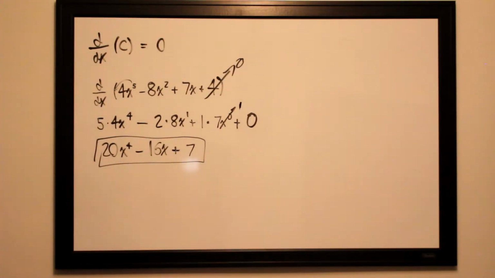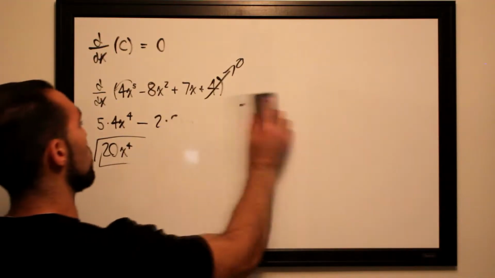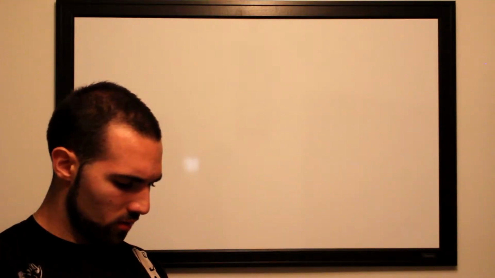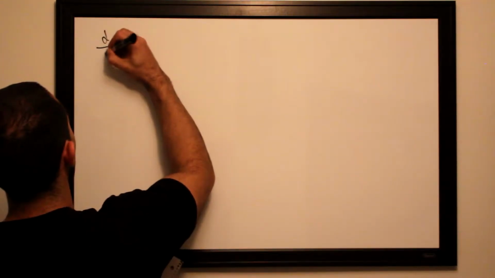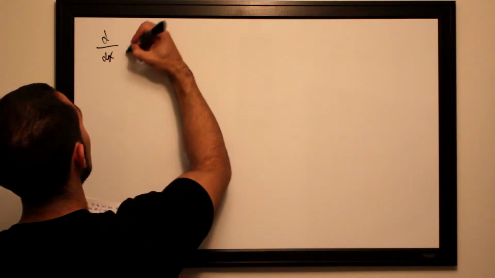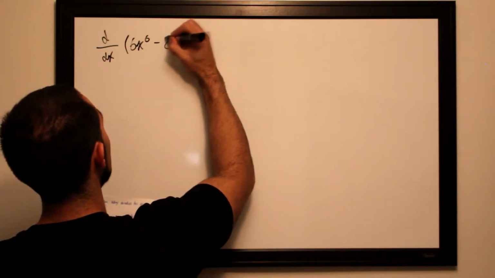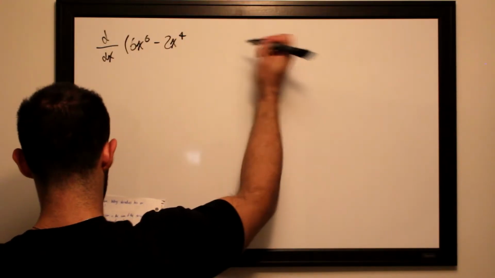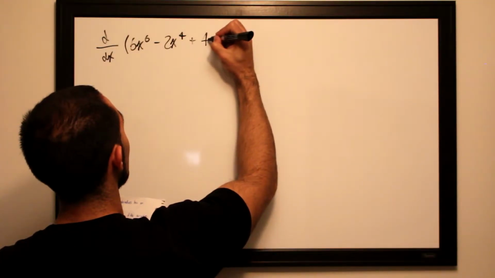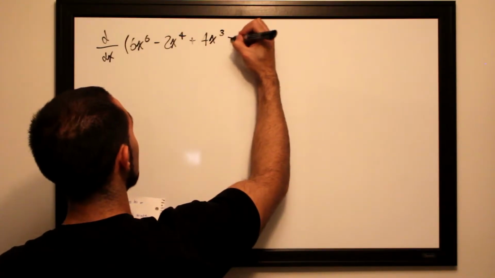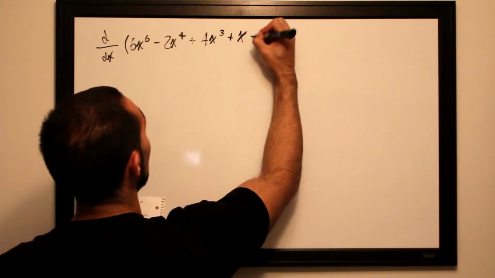And then final example before we wrap up, the longest chain so far. I think we got 5 terms over here. Say we wanted to take the derivative d by dx of the function 6x to the 6th power minus 2x to the 4th plus 4x to the 3rd, plus x, and then minus 5.